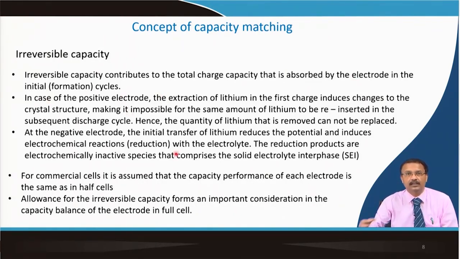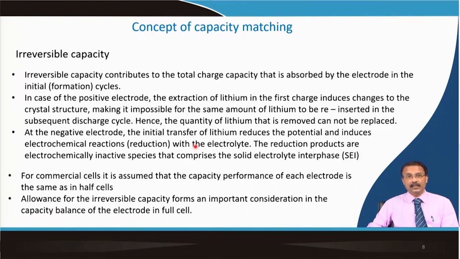In the case of the positive electrode, extraction of the lithium in the first charge, as I told you, induces some kind of change in the crystal structure, making it almost impossible for the same amount of lithium to be reinserted in the subsequent discharge cycle. Hence, the quantity of lithium that is removed cannot be replaced, and that is why this irreversible capacity is there. In the negative electrode, the initial transfer of the lithium reduces the potential as you have seen, and the reduction products electrochemically produce inactive species, which basically comprise the solid electrolyte interface (SEI) layer we have already talked about, and that is more meaningful when you are considering the negative electrode.